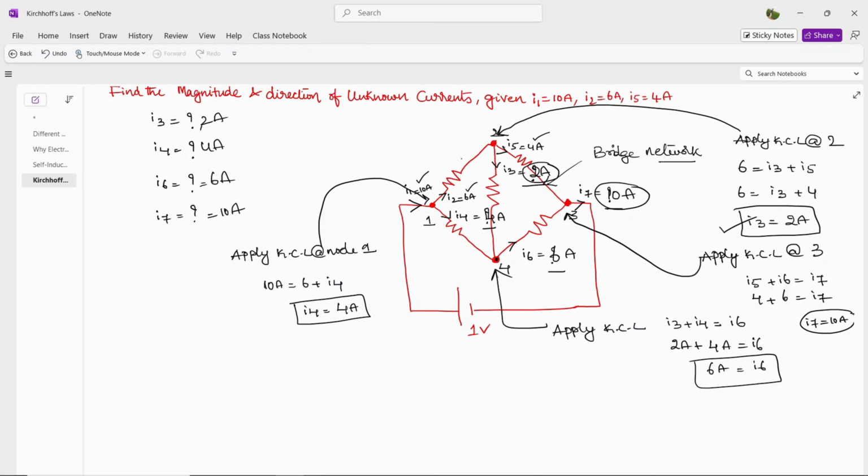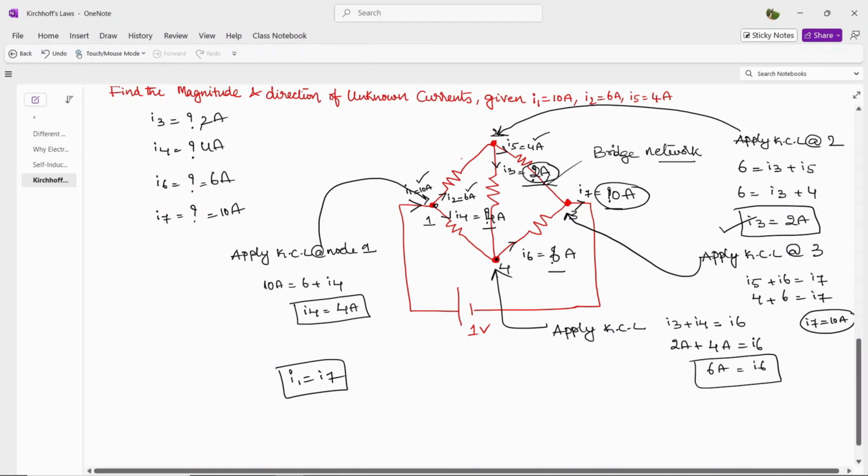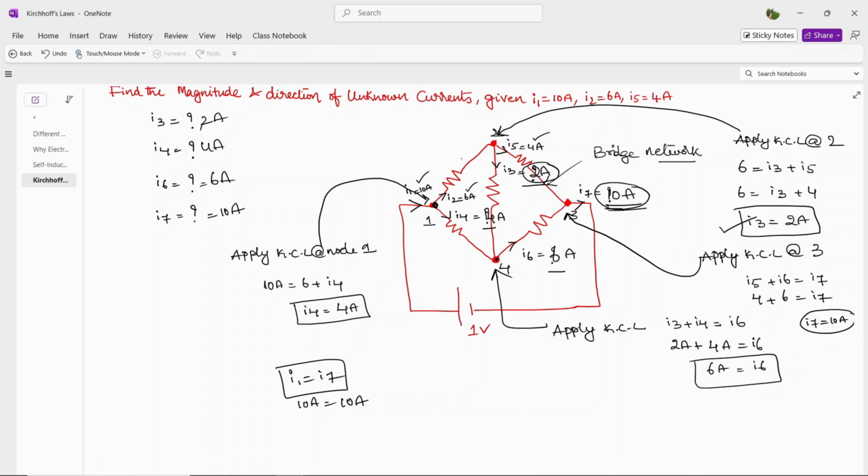So you can see how to understand this problem. I can give a conclusion that I1 is equal to I7. Why? Because to this bridge network, 10 amperes is entering, and the same current will leave, which is nothing but 10 amperes. Here 10 amperes current is entering and it is dividing as 6 amperes and 4 amperes, so it is balanced.